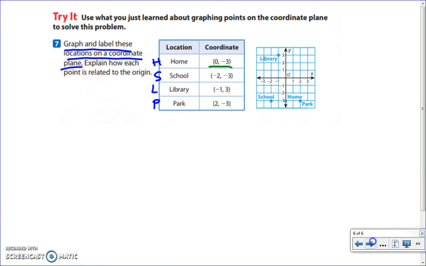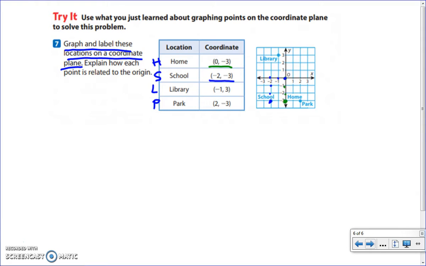The home is at 0, -3. So we're moving left and right 0. So I'm not going to move anywhere on the x-axis. I'll move on the y-axis 3. 1, 2, 3. So that's where home is. And you can see they labeled it home. We also have the school, which would be at -2, -3. So I'm going to start at 0, 0. I'm going to move 1, 2 in the negative x direction, and 3 in the negative y direction. You can see that's where the school is located.